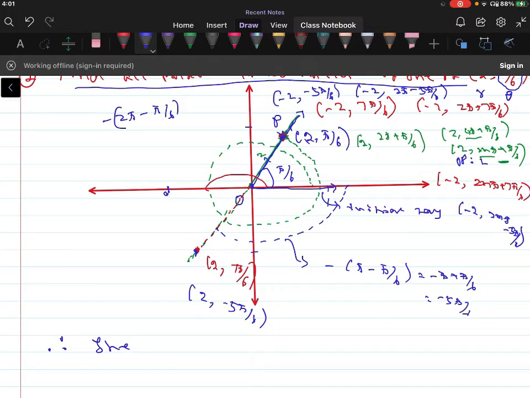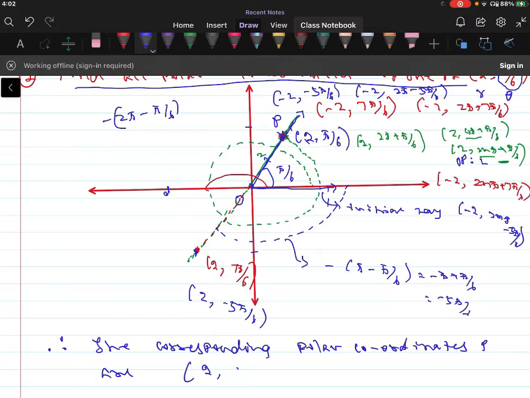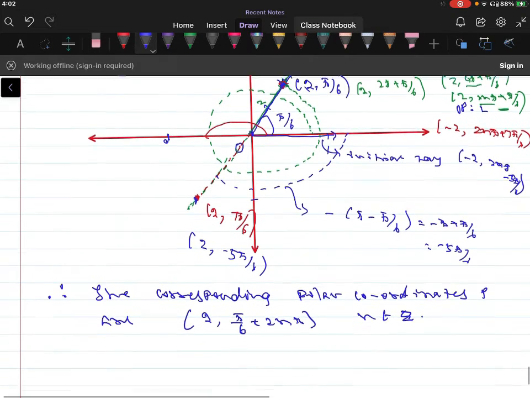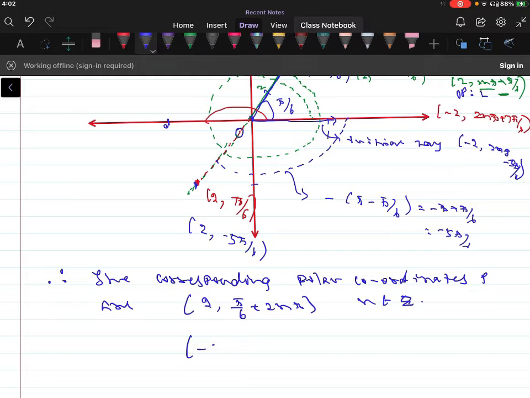The corresponding polar coordinates of point P are given by, with positive radius, (2, pi by 6 plus 2n pi) where n belongs to Z, where Z is the set of integers, and for the radius minus 2, (minus 2, minus 5 pi by 6 plus 2n pi) where n belongs to Z.